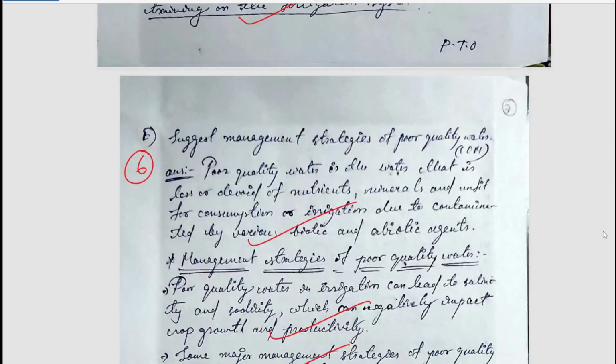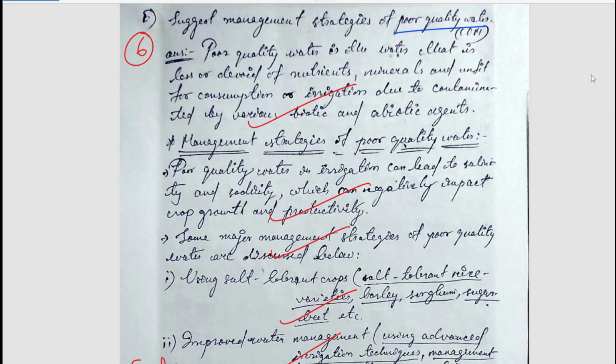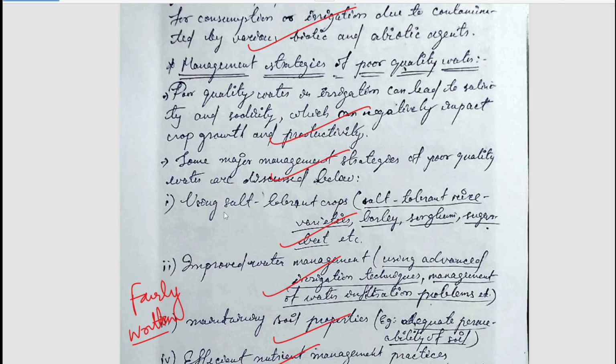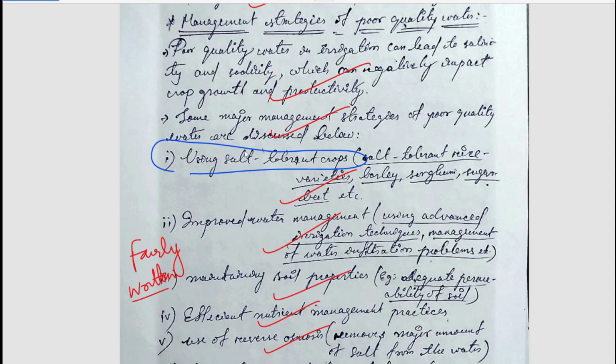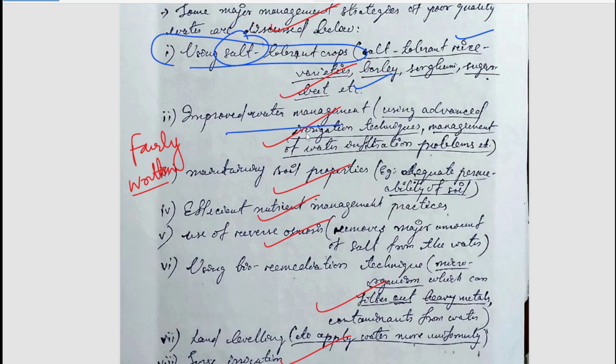Now let's move to the next question. The next question is, suggest management strategies for poor quality water. So how can you manage poor quality water? First of all, we can use salt tolerant crops. Suppose our water is high in salt, then salt tolerant crops such as rice, barley can be used. Okay, there could be improved water management.